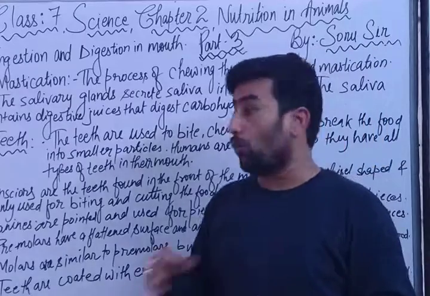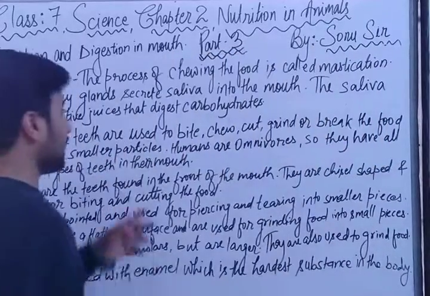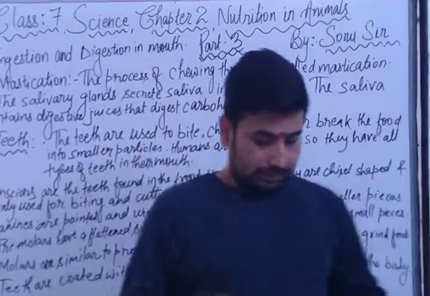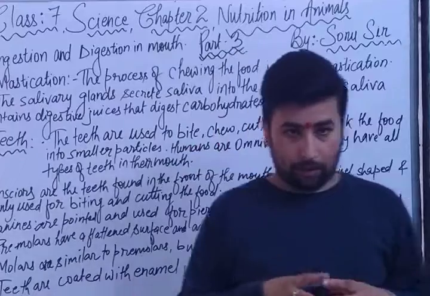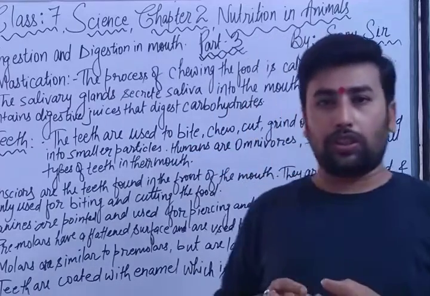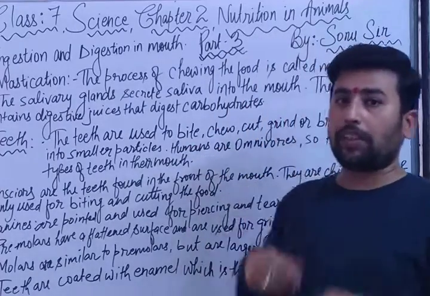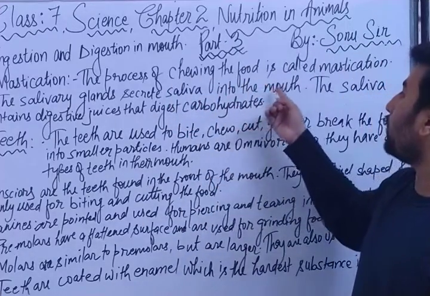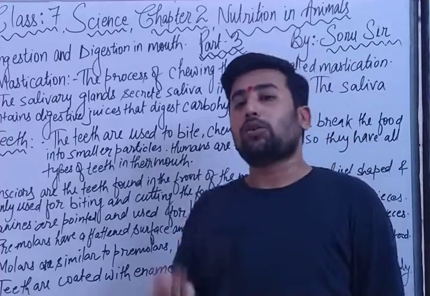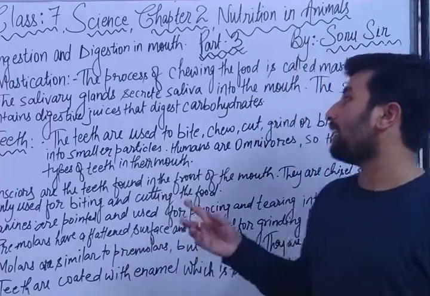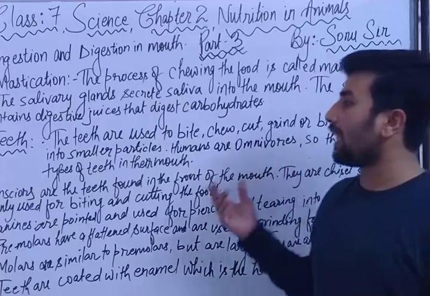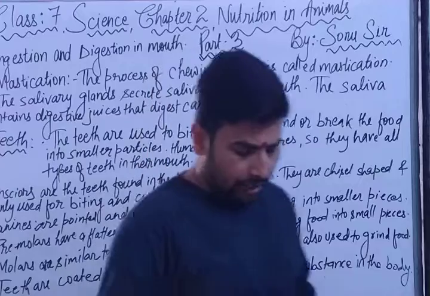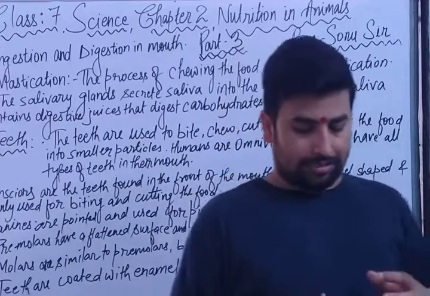So first of all, what is mastication? The process of chewing the food is called mastication. It means after taking the food inside our mouth, we chew the food. After chewing the food, we swallow it. Now second, salivary glands secrete saliva into the mouth, and the saliva contains digestive juices that digest carbohydrates.